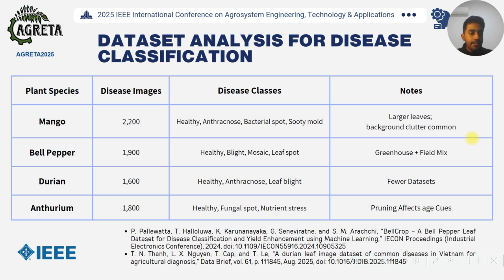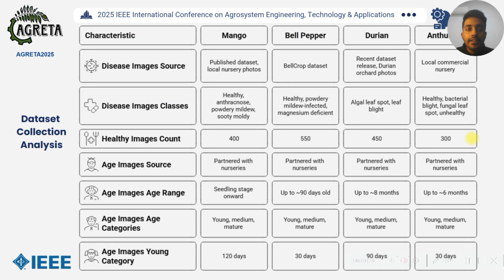So for the disease classification, these are the 4 plants we selected, and these are the diseases for the images that we got overall. For mango, it has 4 diseases, and the other 3 plants have 3 diseases respectively, based on the most common diseases we selected, and we trained the models according to those. For dataset collection, around 450 to 500 images for each plant for the analysis.